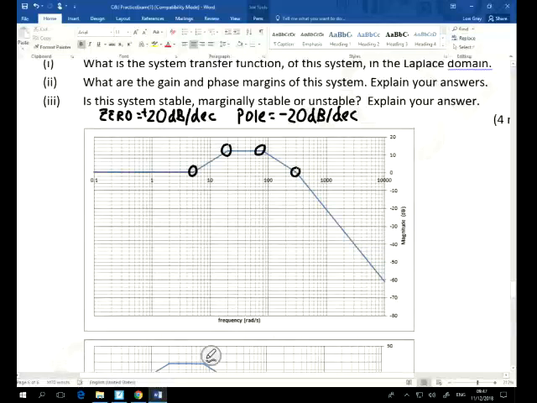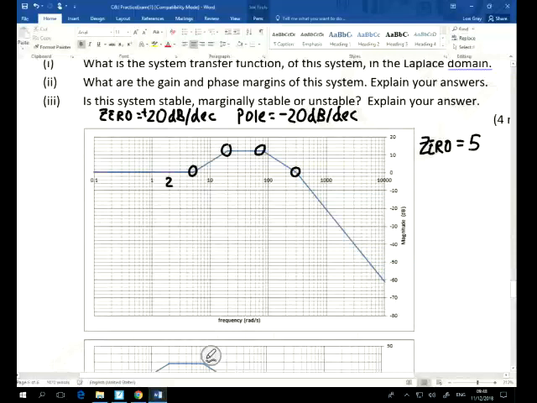So the first one, we've got a rise, so that's obviously going to be a zero, and you can work out what it is. On a logarithmic scale, if that's 1, that's 2, that's 3, 4, 5. So that's 5. So we've got a zero at 5.